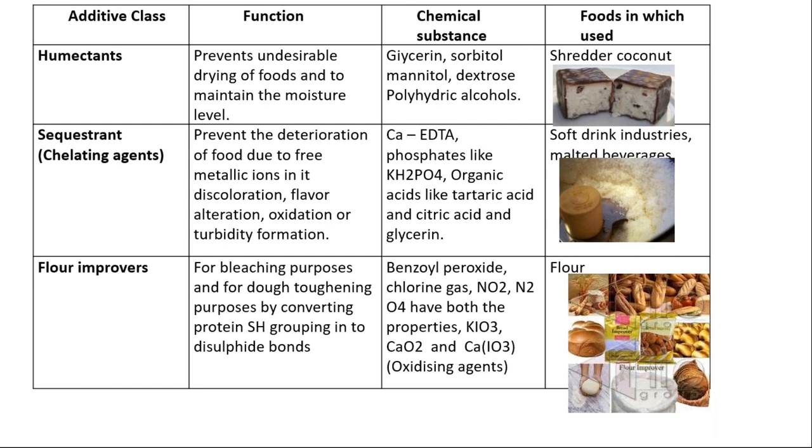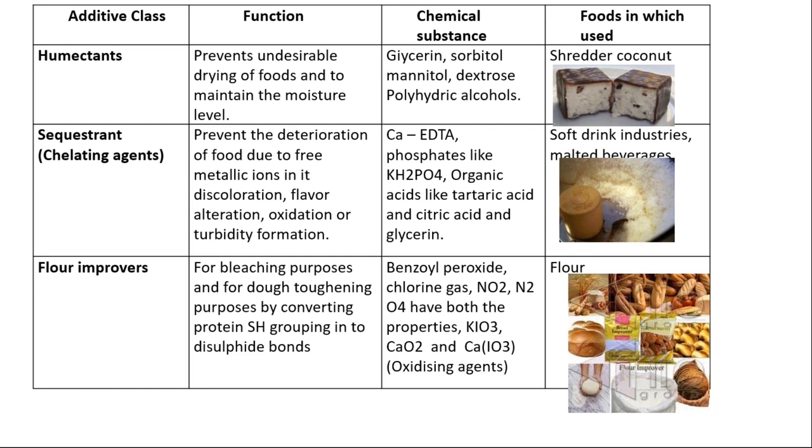Then you have sequestrants or chelating agents, which are used to chelate or remove unwanted metallic ions and unwanted products which result in the color change or the texture change of the food. For example, EDTA is added to chelate calcium, and organic acids like tartaric acid and citric acid and glycerin are also used to chelate the calcium.